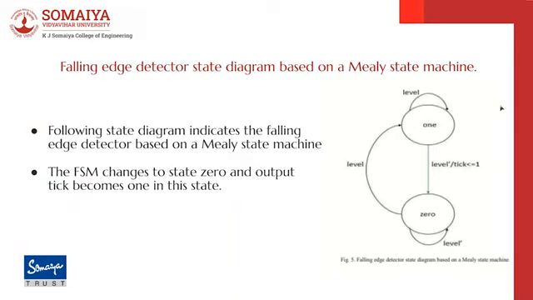Now this diagram indicates the falling edge detector based on a Mealy machine. Here the states are 1 and 0, and we have level and tick. Here the FSM changes to state 0 and output tick becomes 1 in this state. So this was about the working of these two state diagrams. Now, next slide.